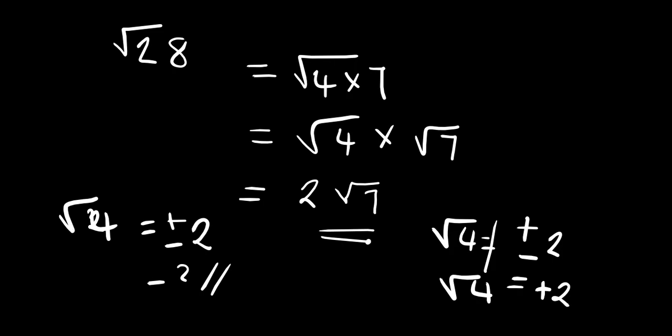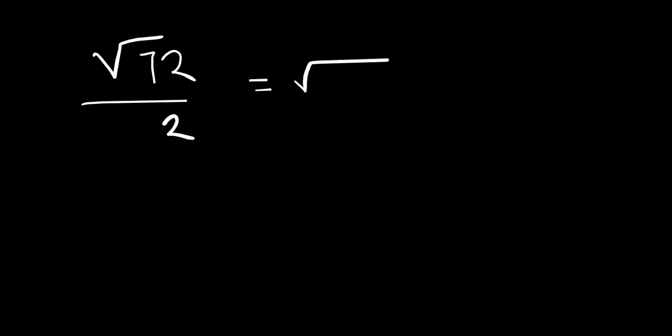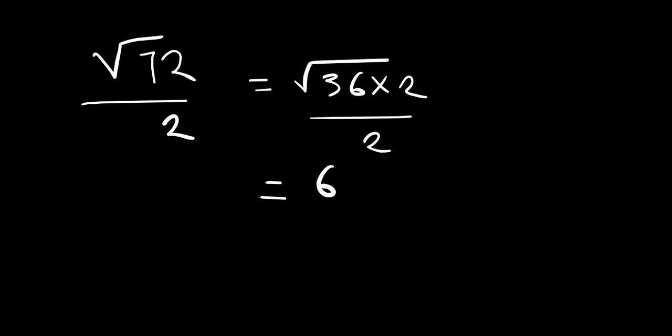Okay, let's have another example. What if you are told to find the square root of 72, divided by 2? It's the same procedure. You can simplify on top. You look for two numbers that you can multiply to give you 72. We can divide 72 by 2, that gives us 36. So 36 as a root, so the square root of 36 times 2, divided by 2. Now the square root of 36, we know that it's just 6. Then the root 2 remains, divided by 2.